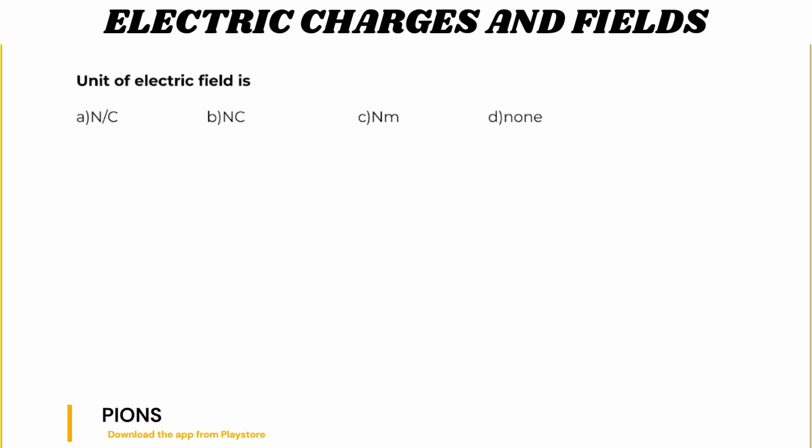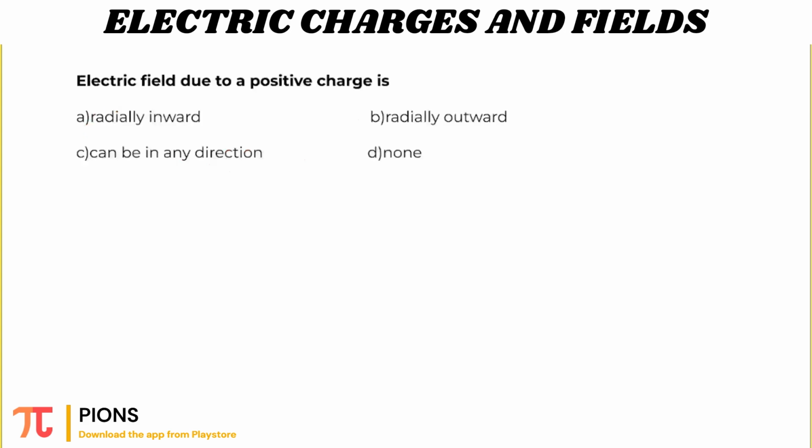The unit of electric field: we know that electric field E is nothing but F by Q. F is the force and Q is the charge. So the unit of F is newtons and Q is coulomb. So newton per coulomb is the correct answer in this case. Let's see the next one.